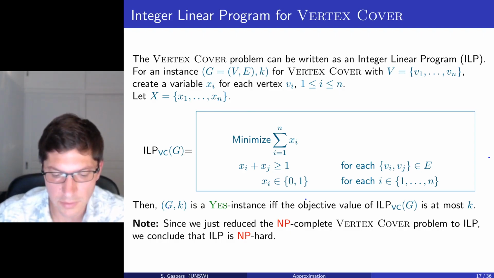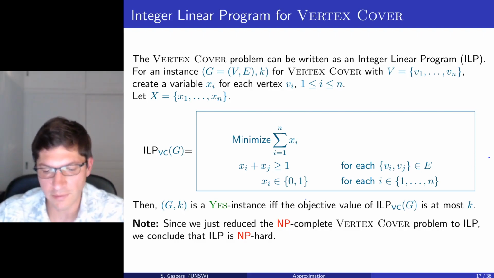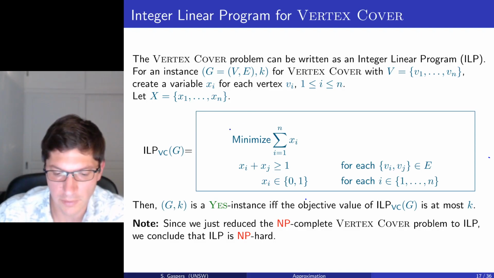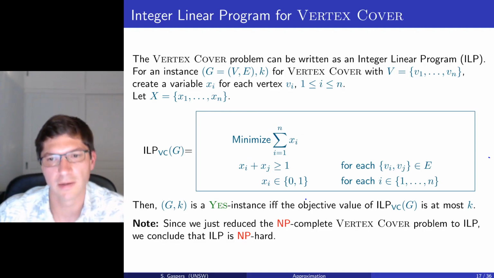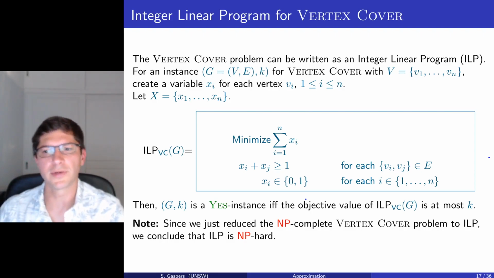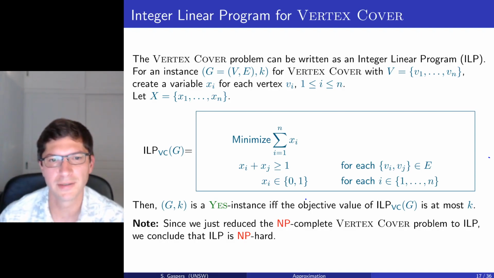Okay, so G comma k is a yes instance if and only if the objective value for this integer linear program is at most k. The objective value is the value of this objective function here, which is the sum of the xi's. And since we just reduced the NP complete vertex cover problem to ILP, to integer linear programming, we conclude also that ILP is NP hard.